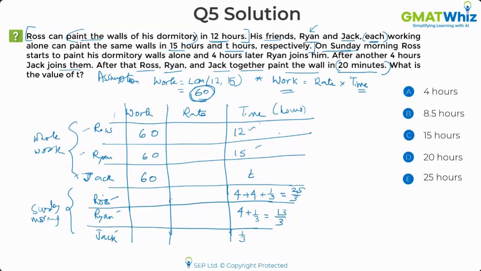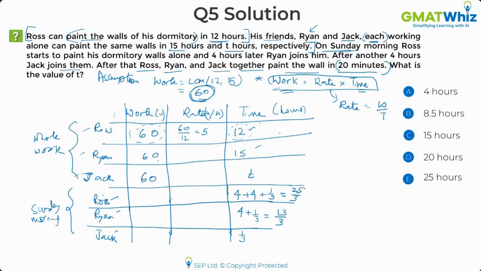Now I'm using just this formula. Obviously, I'll be using this form. Rate is what? Work upon time. So I'll say my work is 60 and Ross can complete it in 12 hours. So his rate of working is 60 by 12, which is 5 units per hour. So if I write this as units, I'll say unit per hour.